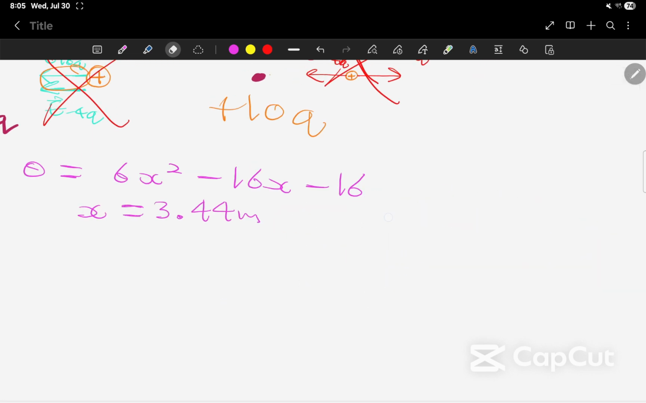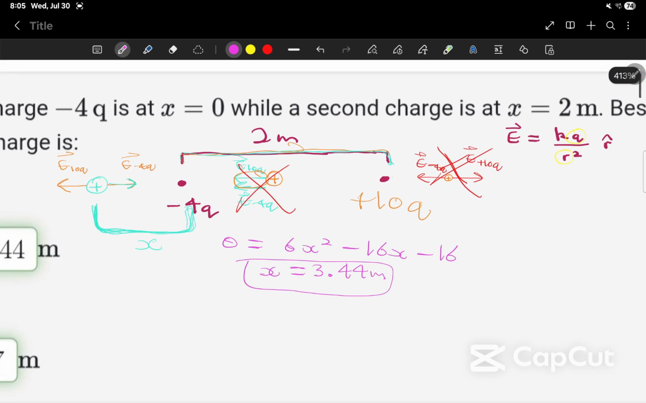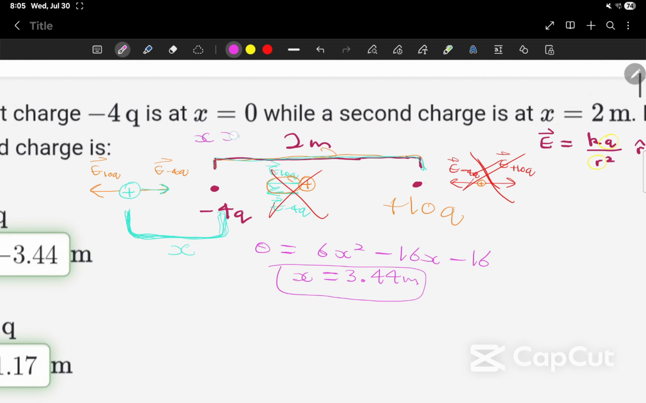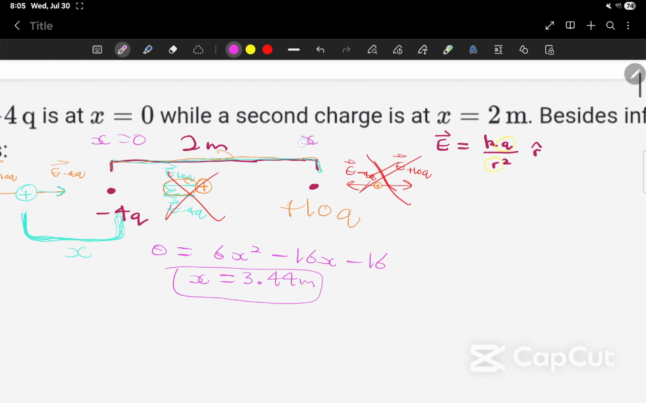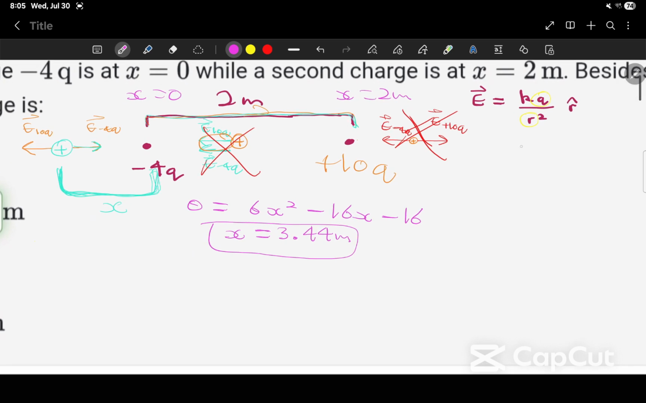So it's gone. This is the answer I accept, except that when I look here, they said that the negative 4q charge is at x equal to 0, and that the second charge is at x equal to 2 meters. So if I'm saying my positive charge is up there, that's wrong, because this entire distance is 2 meters, and 3.44 would be all the way over here somewhere.